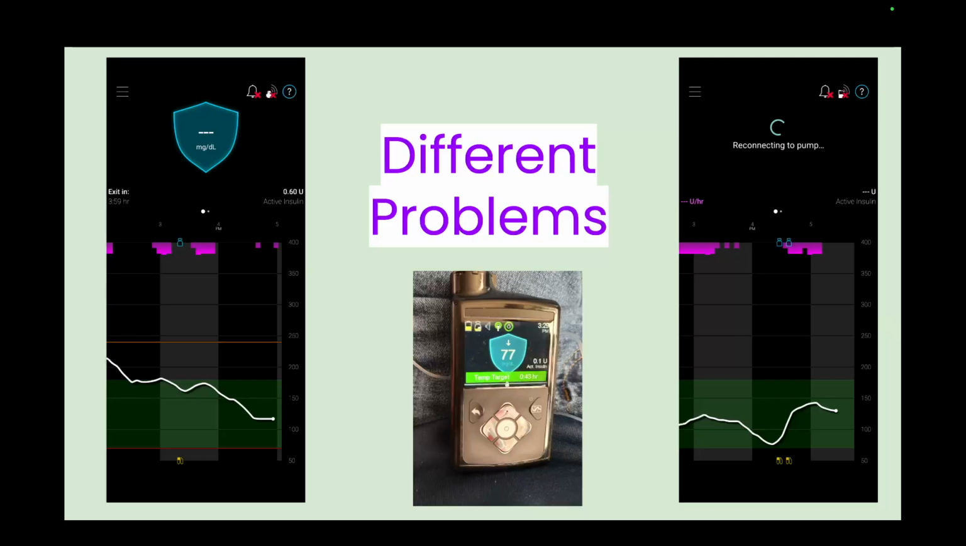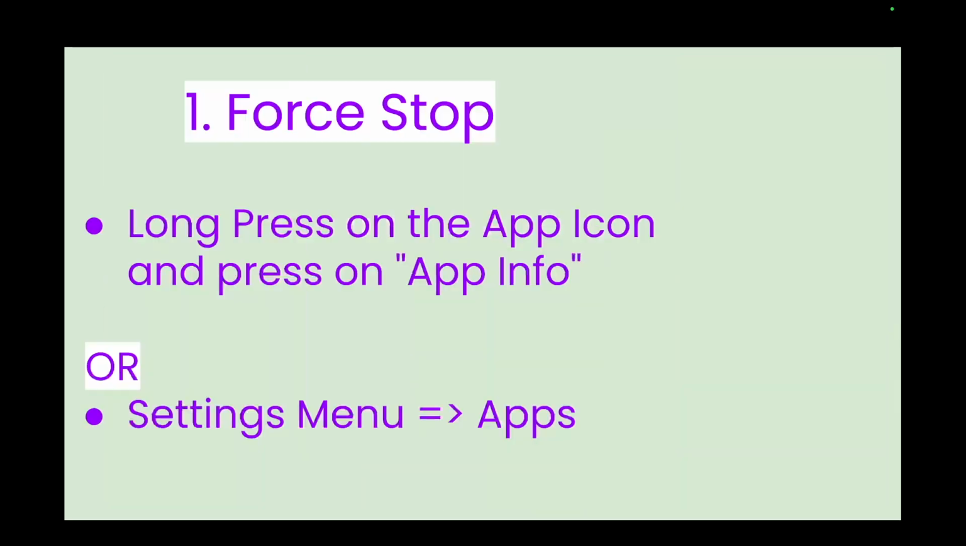There's a couple of different problems you might come across. If you see the empty shield icon as shown on the left, unfortunately, the instructions in this video will not help with that. The instructions in this video are for the issue on the right where it says reconnecting to your pump, and it doesn't show your blood sugar, and it shows this continuous message reconnecting to your pump. So that's the error state. If you're having that error, this is how I solve it.